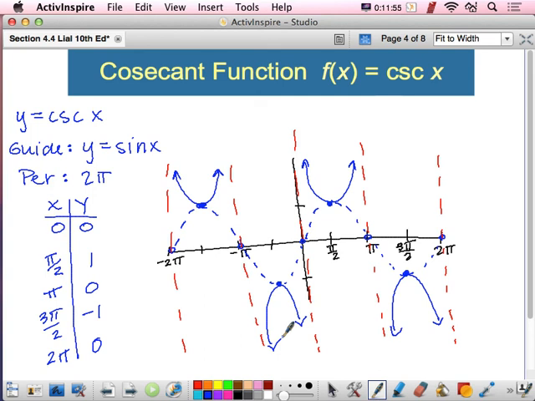Any questions about those parent functions? What kind of symmetry does this one have? Origin. Origin, yeah. We could fold it along the x-axis and the y-axis. Another way of saying that is opposite points are on there. Positive pi over 2, positive 1, negative pi over 2, negative 1 are on there. So that's how you recognize origin symmetry.